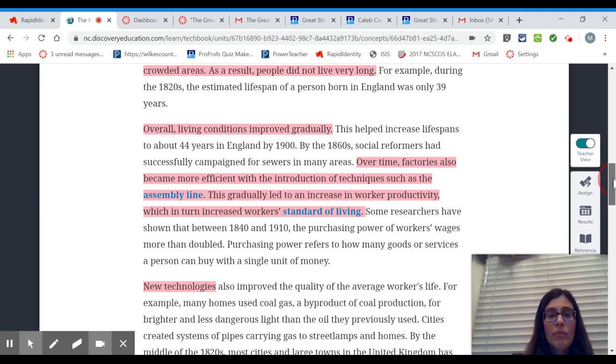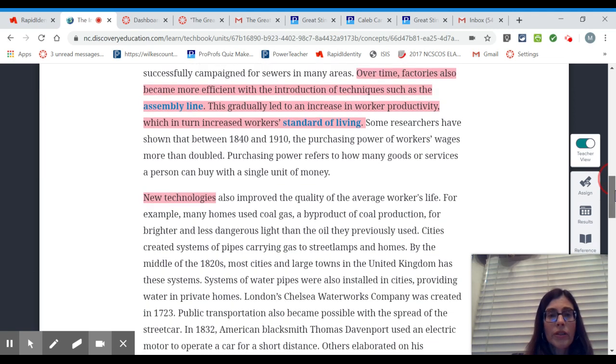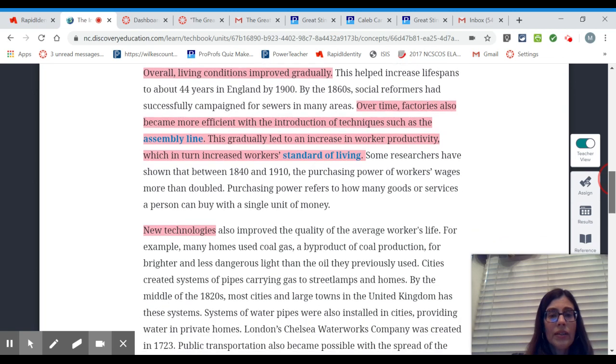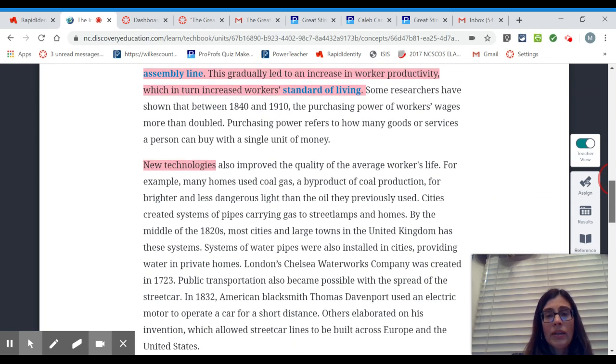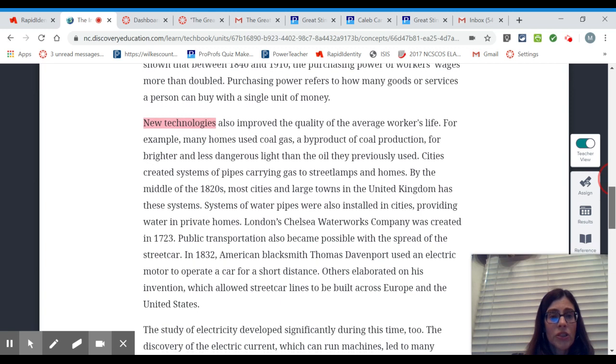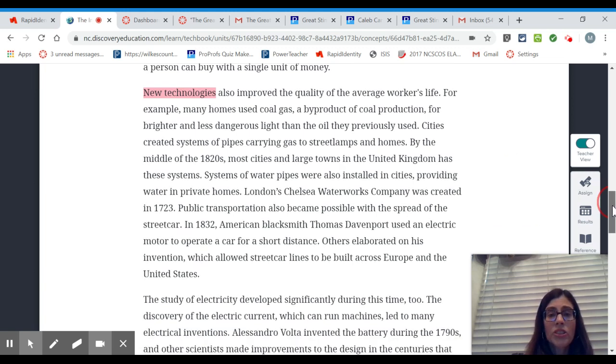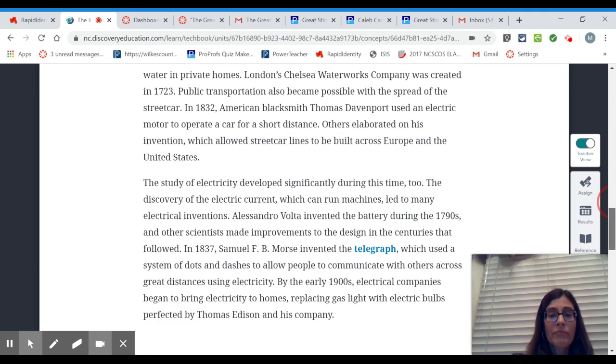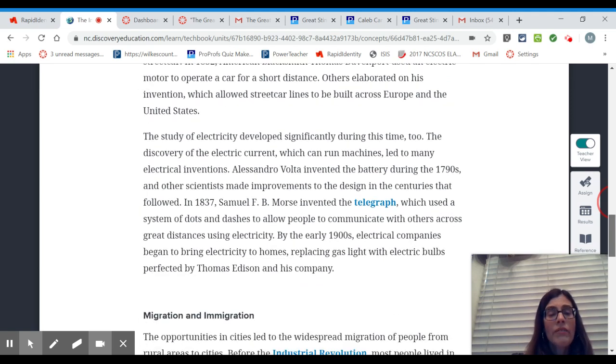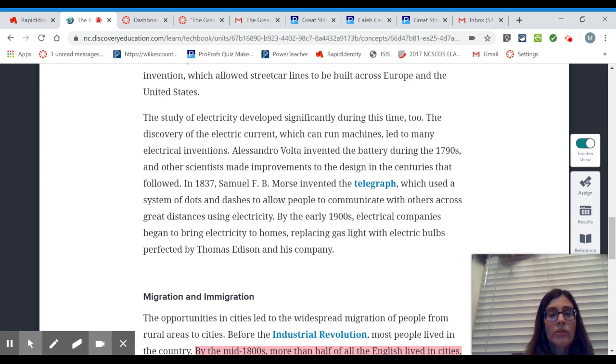So another important part of the Industrial Revolution, aside from the living conditions improving because of the factory conditions, new technologies also improved the quality of the average worker's life. Now, this is covered here, and there are some questions that ask you to read and decide on what kind of technologies you think would have been the most important. So I'm not going to cover this particular section very much.